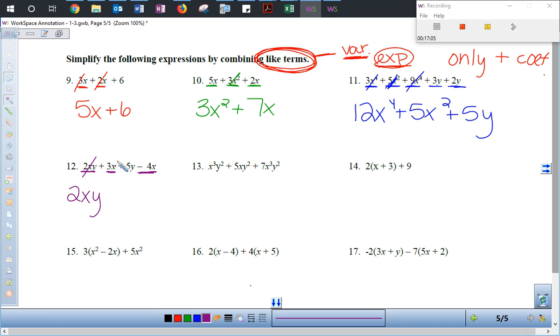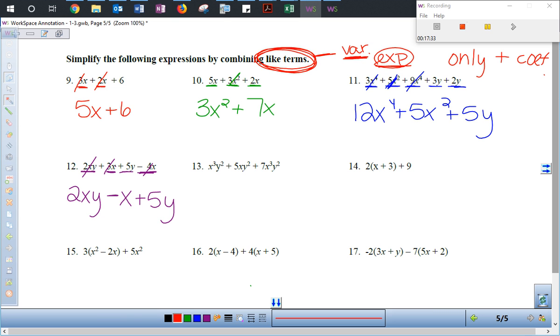So I'm going to have a 3x minus 4x. 3x minus 4x, or 3x plus negative 4x, will give me a negative 1x. Cross those out, and I'm only left with plus 5y, which I can bring down.